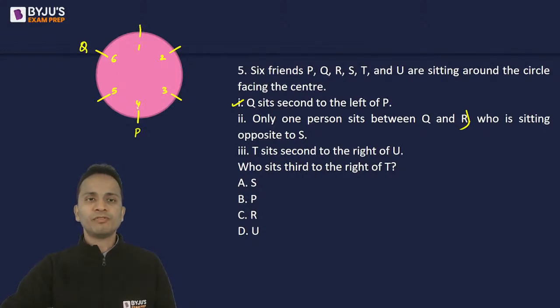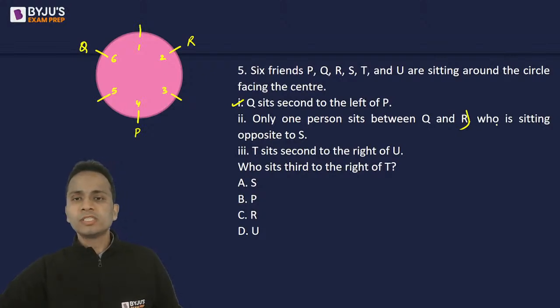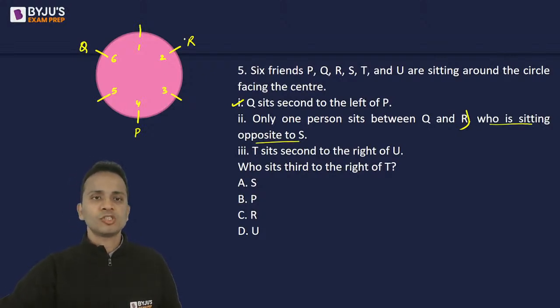It can be chair number 4 or chair number 2, but 4 is already occupied, so R will sit at chair number 2. Okay, so only one person sits between Q and R who is sitting opposite to S. So R is sitting opposite to S will sit at chair number 5.